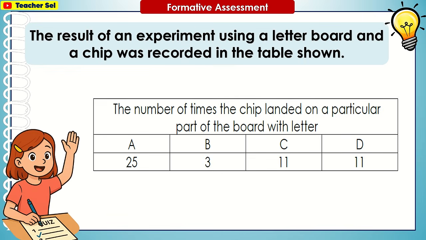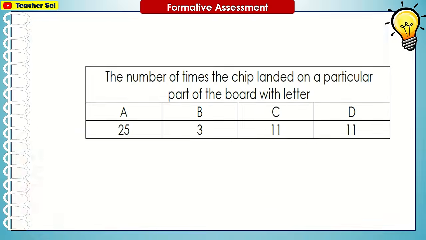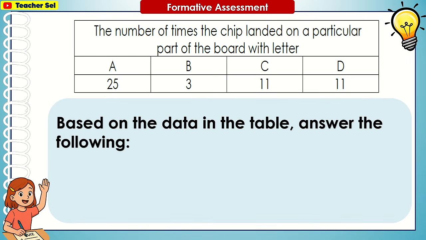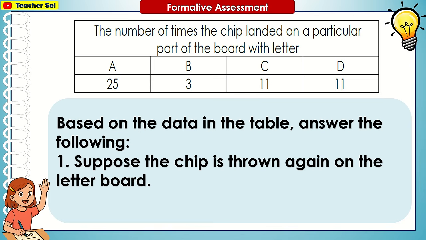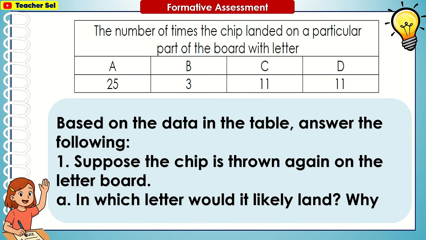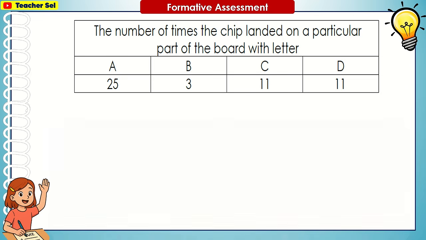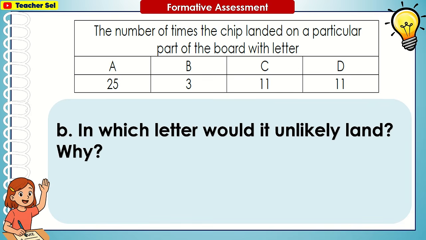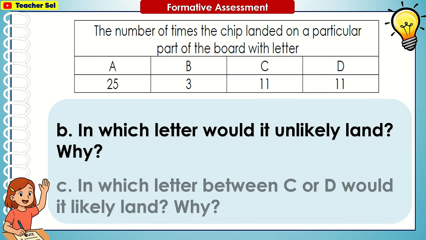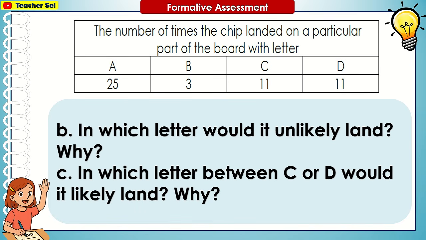The result of an experiment using a letter board and a chip was recorded in the table shown. Based on the data in the table, answer the following. Suppose the chip is shown again on the letter board. In which letter would it likely land? Why? In which letter would it unlikely land? Why? In which letter between C or D would it likely land? Why?